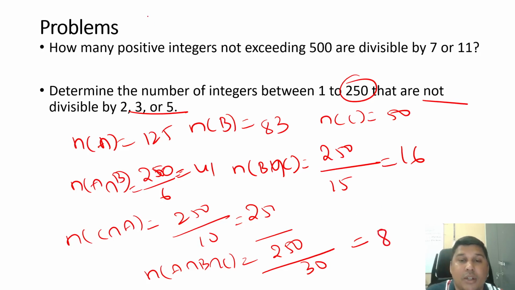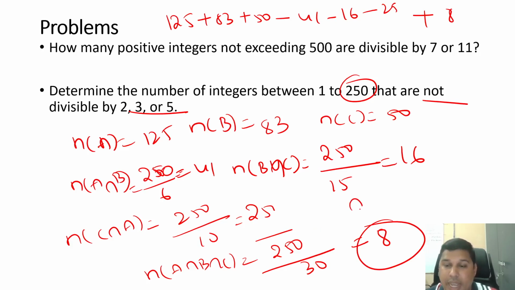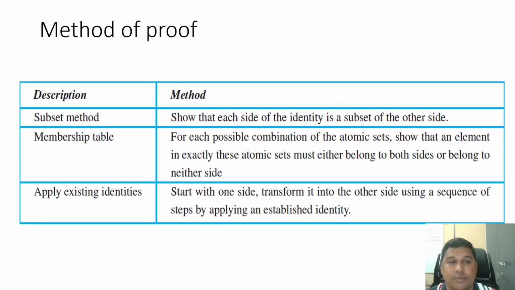So apply your formula. We know that the number of elements divisible by 2, 3 or 5 is 125 plus 83 plus 50 minus 41 minus 16 minus 25 plus 8. This will give you the total elements divisible by them. And you have to find out which are not divisible by 2, 3 or 5. Not divisible means you have to find out the complement of A union B union C. Okay. So if you can solve this, you get the solution.